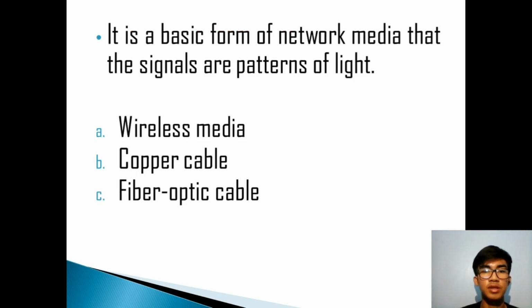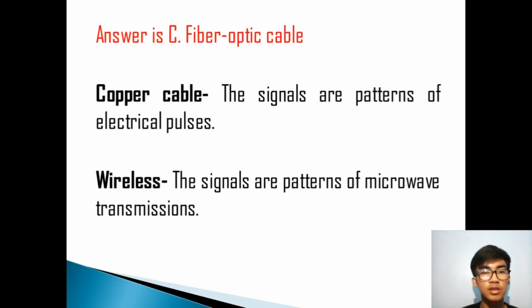It is a basic form of network media where the signals are patterns of light. Choices: wireless media, copper cable, and fiber optics. So what do you think will be the answer? Well, the answer is C, fiber optic cable. For me, fiber optic cable is the fastest of the three.